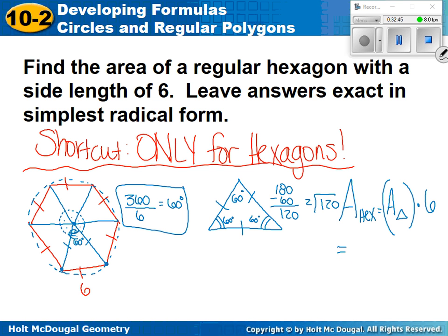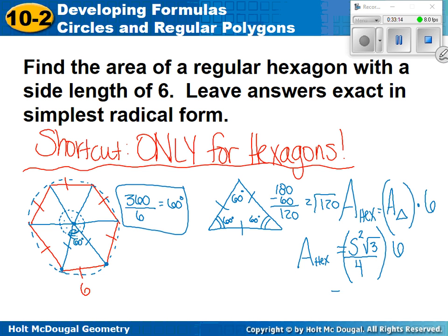What's the area formula for a regular equilateral triangle? S squared, square root of 3, divided by 4. Say it, write it, memorize it. We're only multiplying it by 6 because we have 6 of them. If I were just finding the area of a triangle, I wouldn't multiply it by 6. But I'm finding 6 of them because I'm finding the hexagon. So the area of my hexagon is 6 of these triangles.